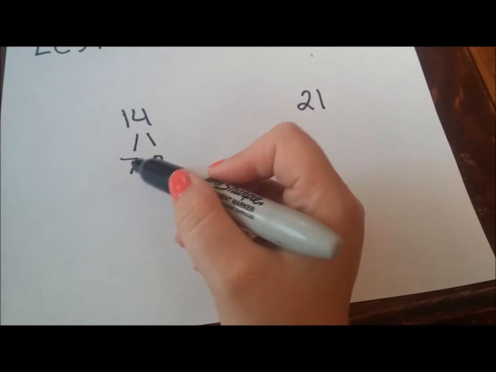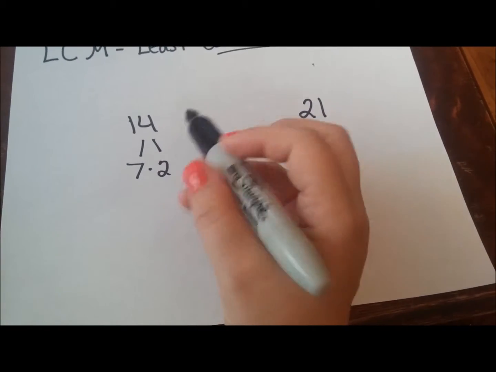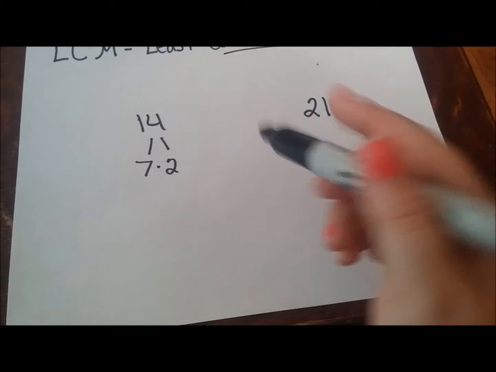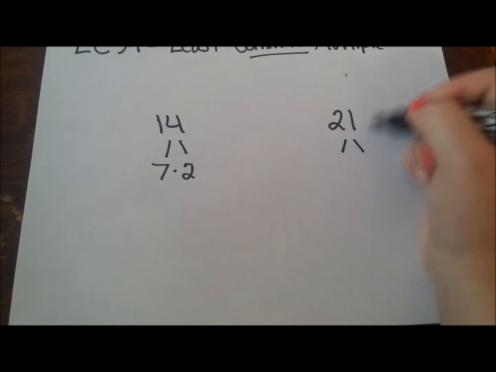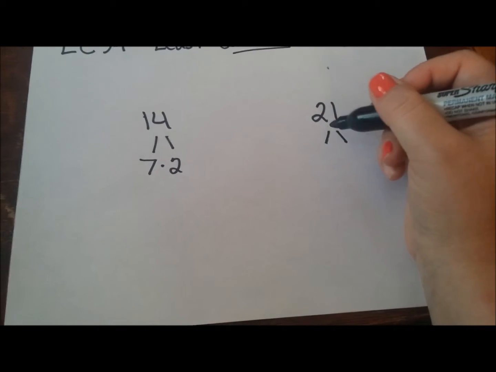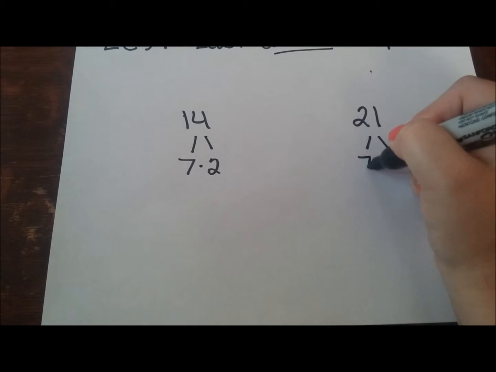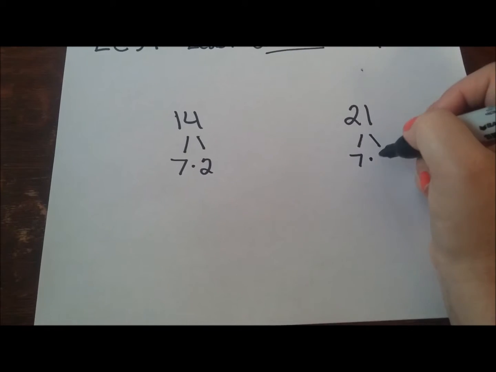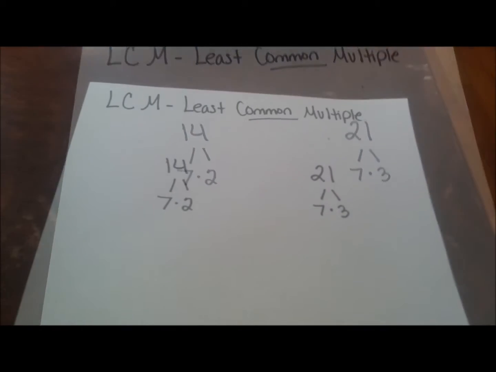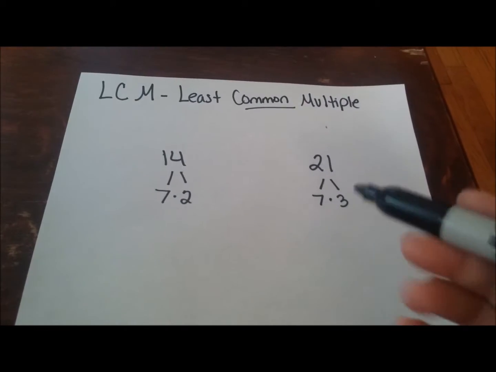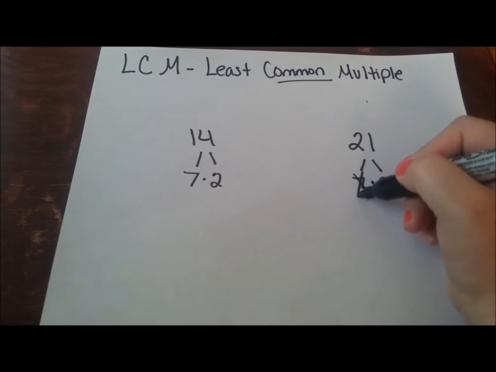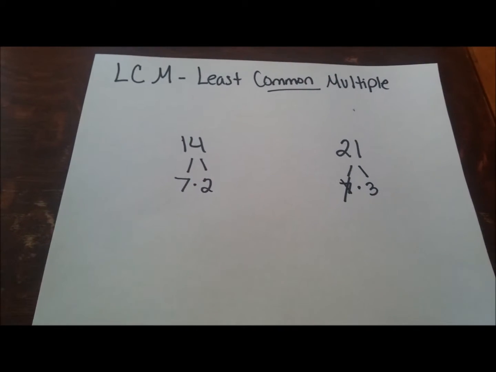Check for prime. Is 7 prime? It is. 2 is prime? Yes. So I'm going to leave those alone. They are prime. Now I'm going to come over to my 21. Draw my tree, branches. What can I multiply together to get 21? 7 times 3. Since 7 occurs in both trees, I'm going to get rid of one because I can only use my factors one time.